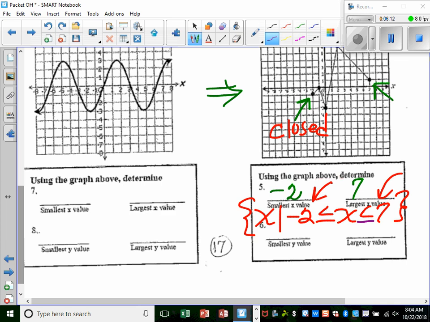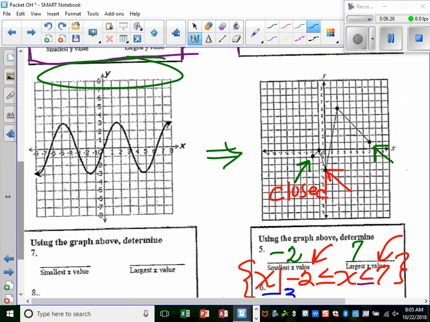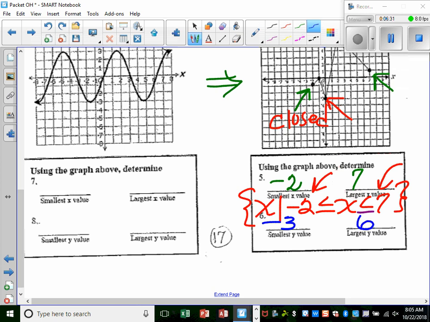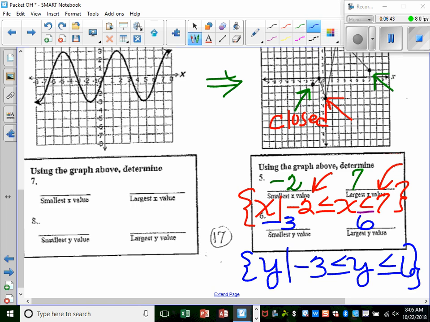All right, so let's do our y values. So what is the smallest y? All right, it's right here, okay? That's -3. And what is the largest y? Yep, right here. That's going to be 6. So we put it in set builder notation, y such that -3 is less than or equal to y, which is less than or equal to 6. All right, does that make sense?